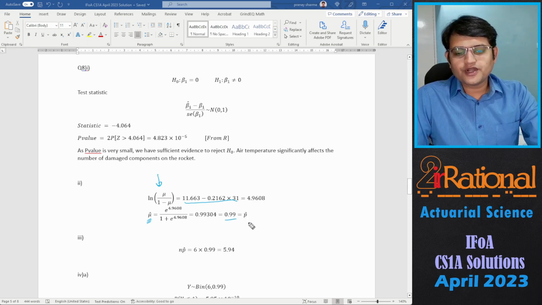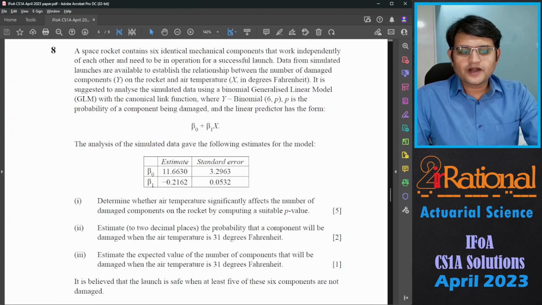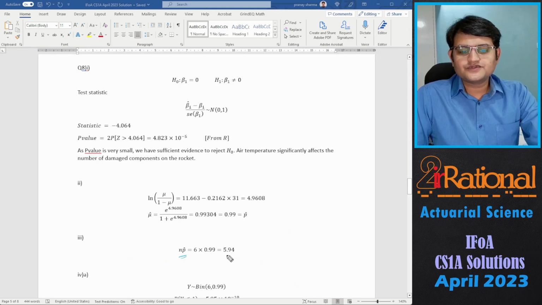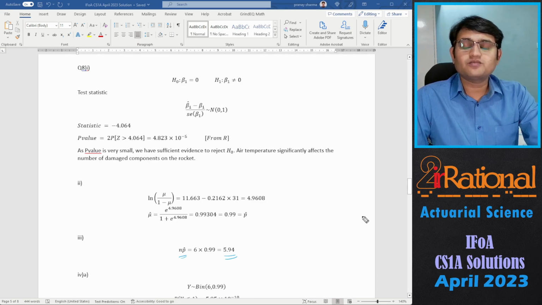So that becomes 0.99. That is nothing but the estimate of p hat. Third part, estimate the expected value of the number of components that will be damaged when the air temperature is 31 degrees Fahrenheit. Now we have the estimate for probability. All we have to do is multiply 6 to it to get the estimate. So n times p hat gives us 5.94. That's the estimate of the expected number of components being damaged at 31 degrees Fahrenheit.